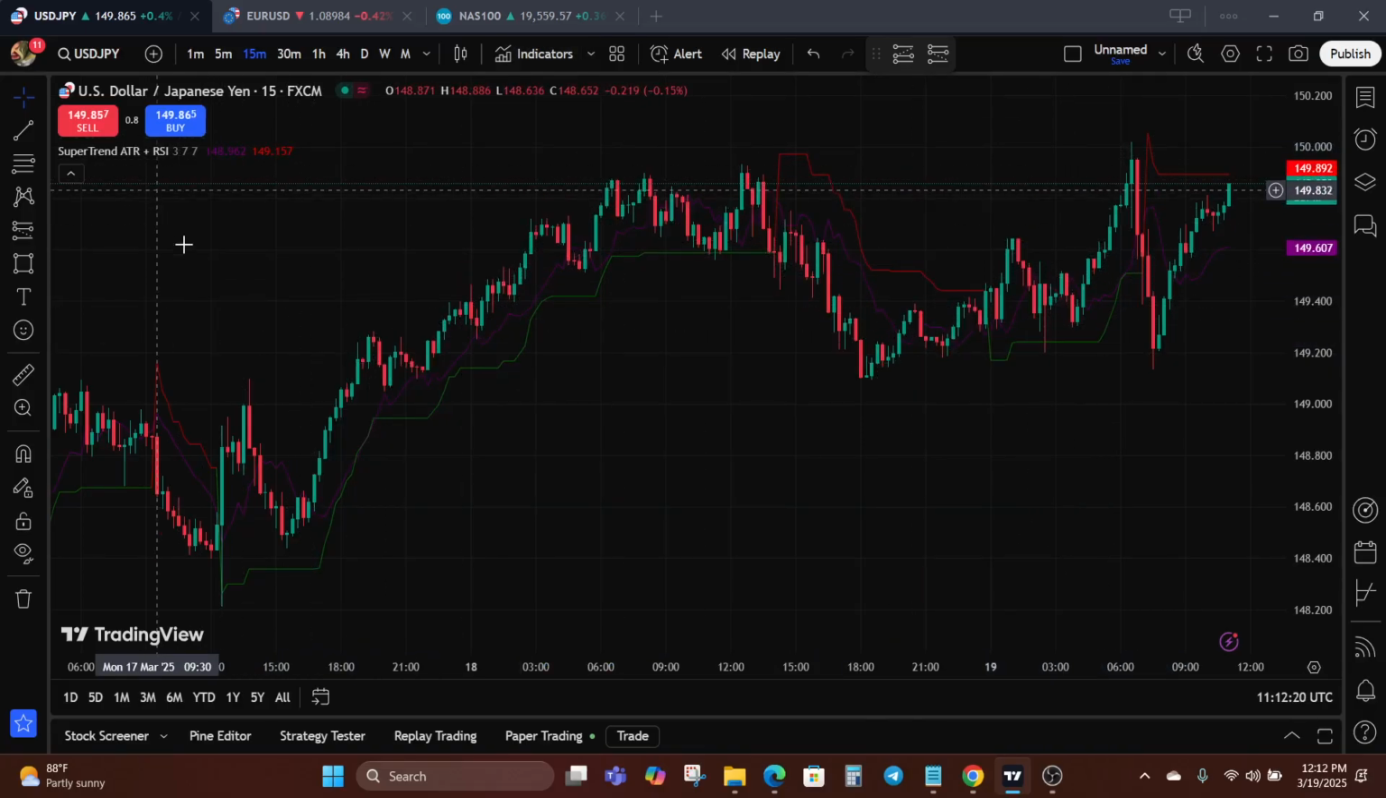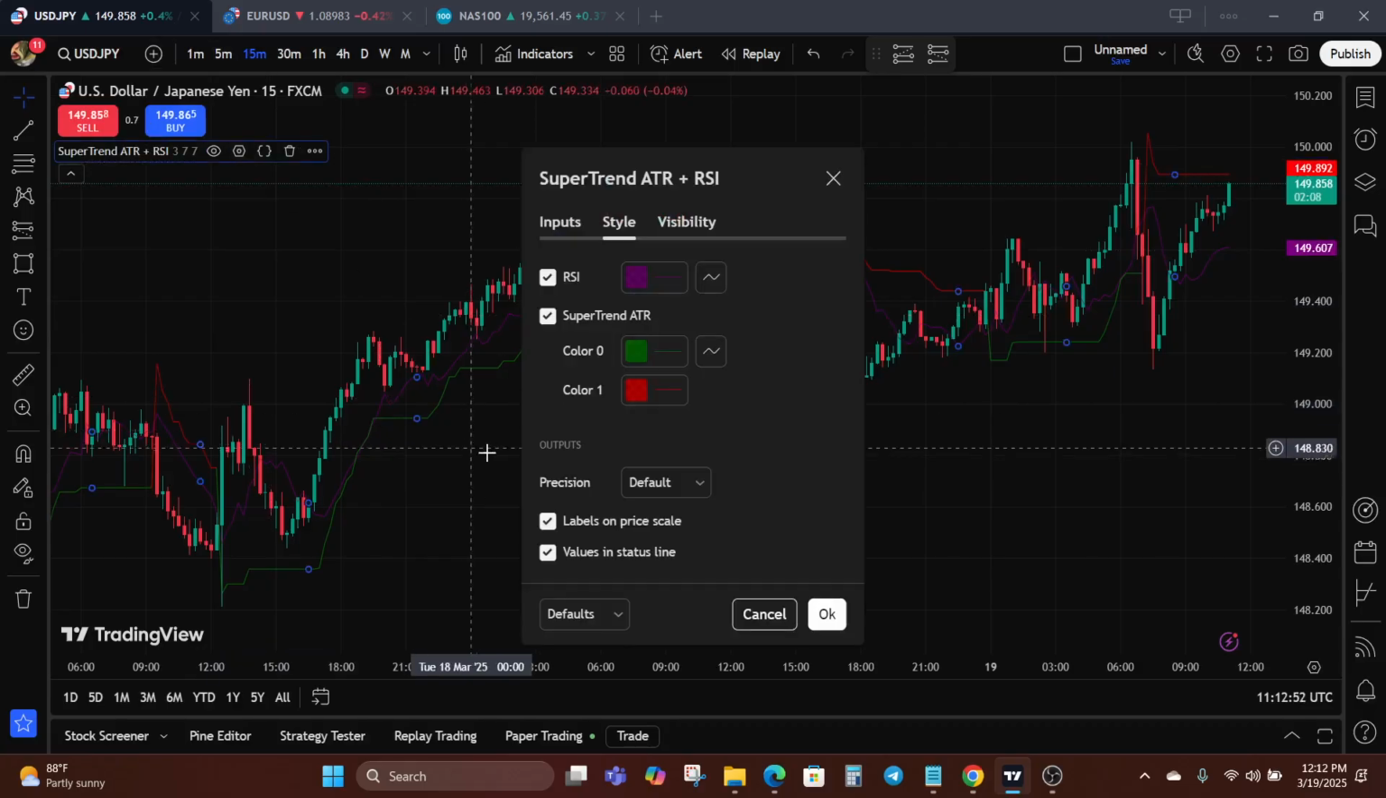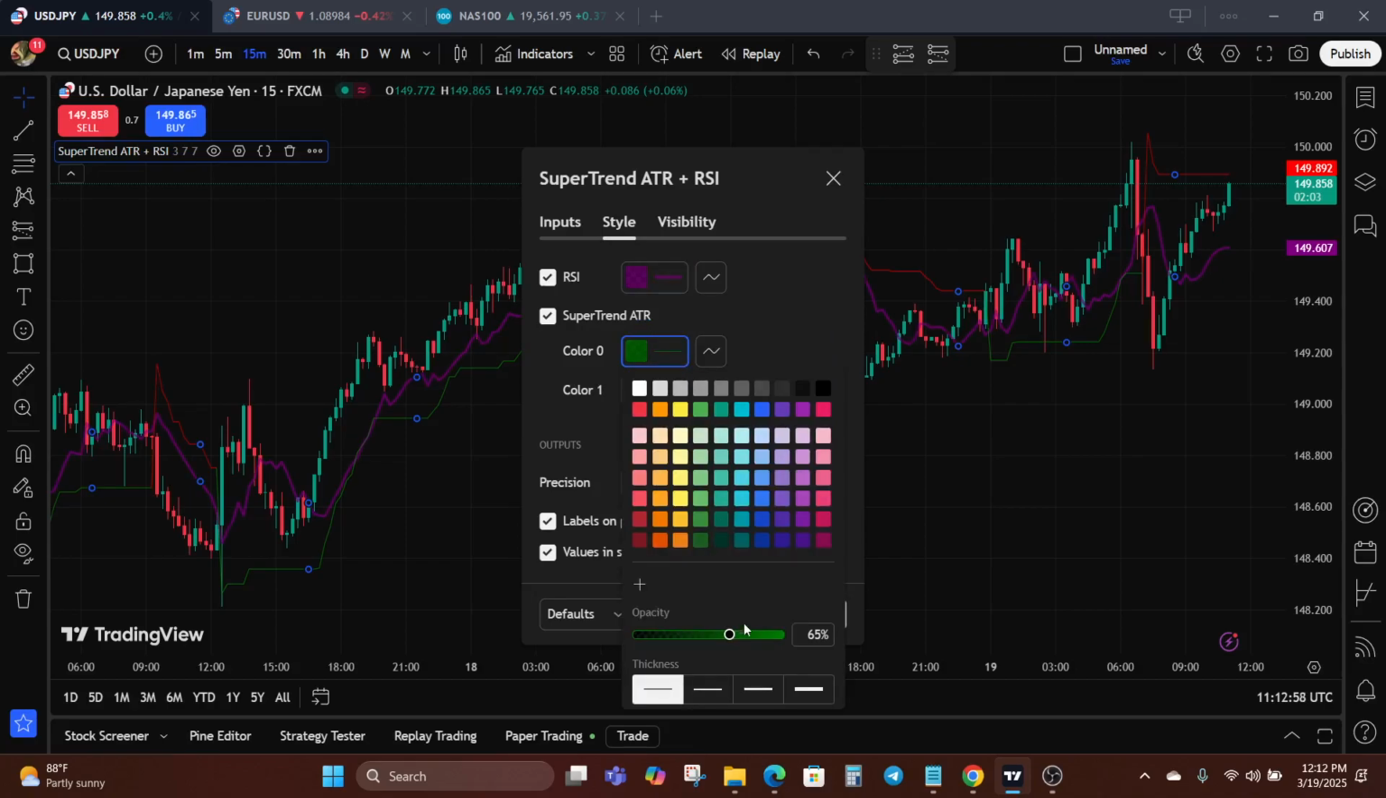So this is the Super Trend ATR plus RSI. You can see that it is a combo in one. Now, combining the principles of the Super Trend ATR and RSI, this indicator can help you identify trend direction, alongside prevailing momentum in the market. Let me just bolden the indicators a bit.